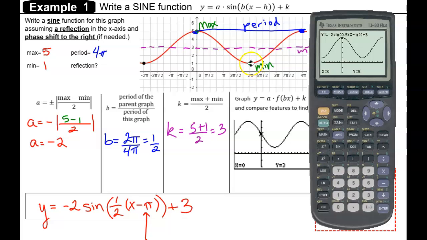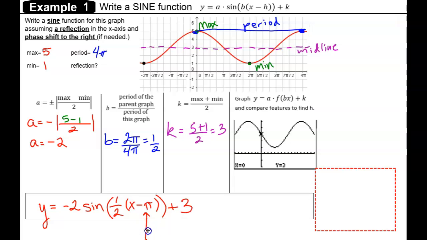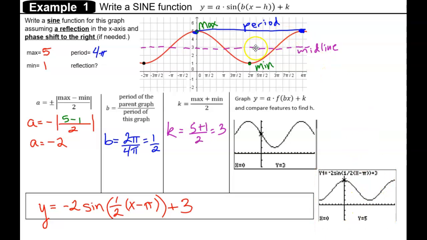Now let's see if the minimum is correct. If I type in 2 pi for my minimum, I get 1, right, which matches 2 pi comma 1 for the minimum. If I put in 3 pi, I should get back a 3 because that's where the midline is. So let's type 3 pi for x, and there it is. There's my 3 for the y. So now I know that this equation checks because it matches the graph that I started with.